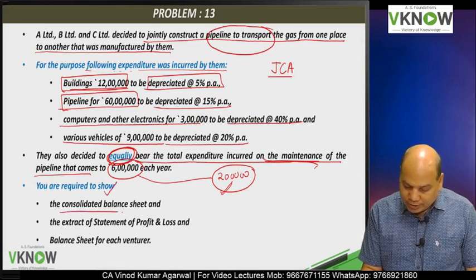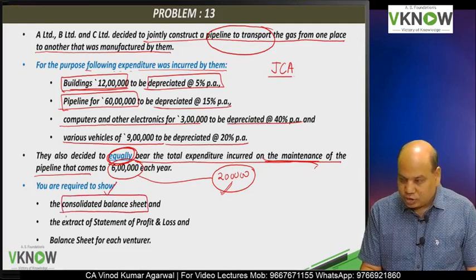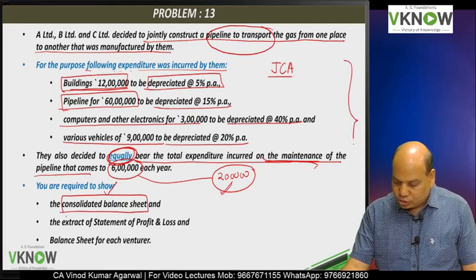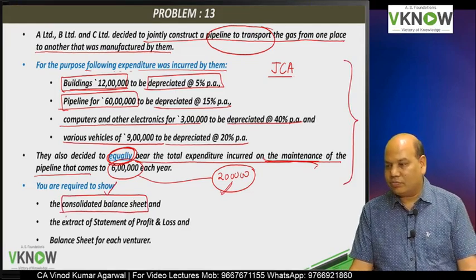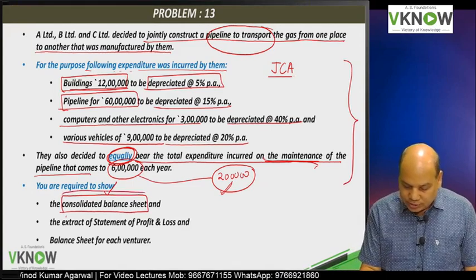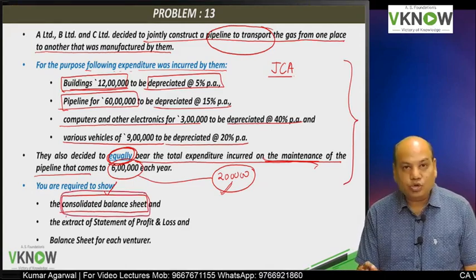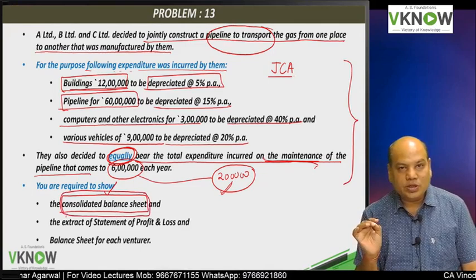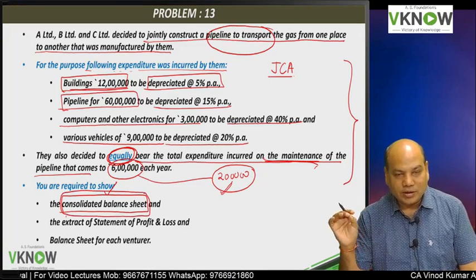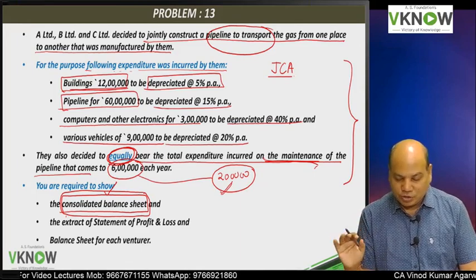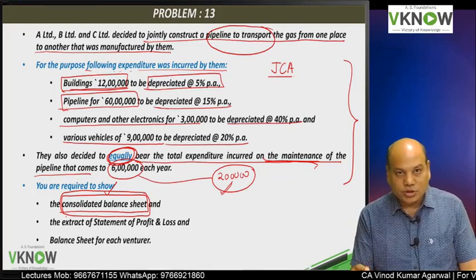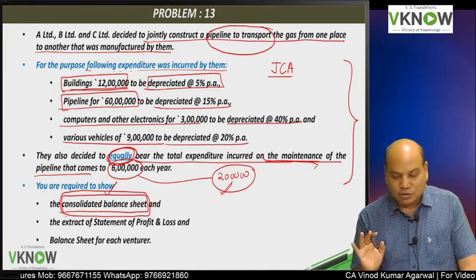Show consolidated balance sheet. Now here consolidated balance sheet means what is the total assets and total capital. This is not the consolidated balance sheet in the usual sense. In the usual sense, consolidated balance sheet means parent company and its subsidiary company. In this question, there is no parent, no subsidiary, and no new entity is created also.